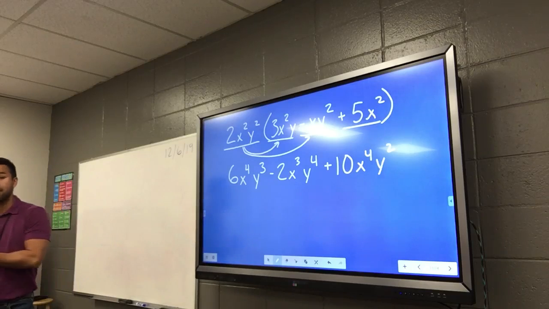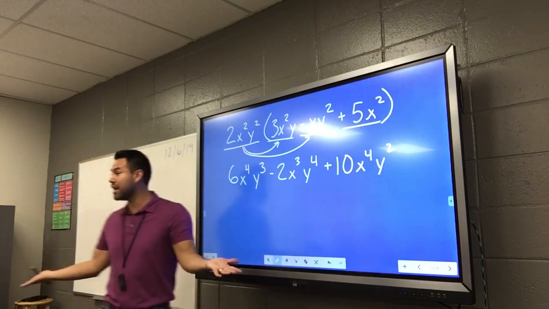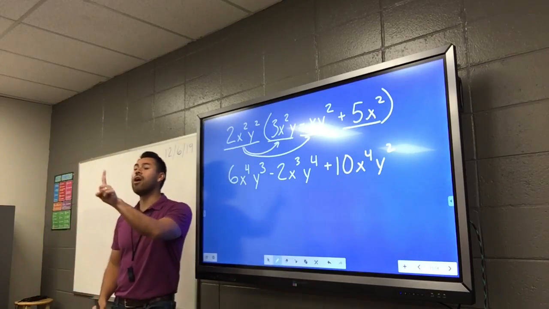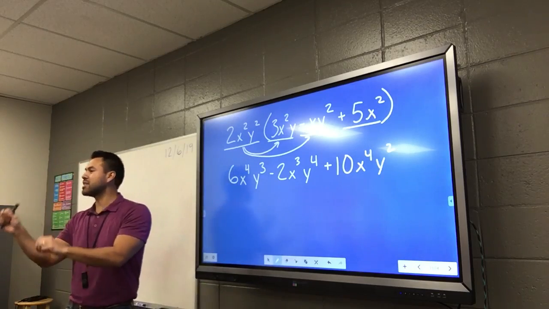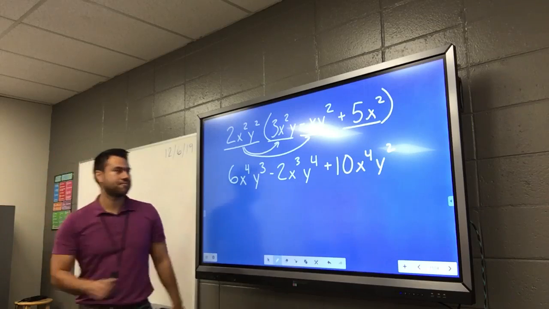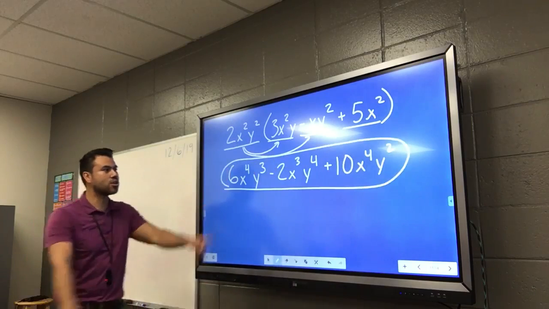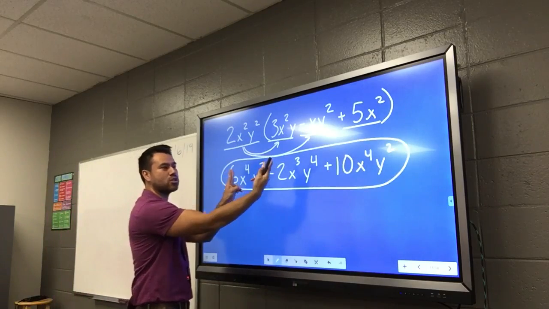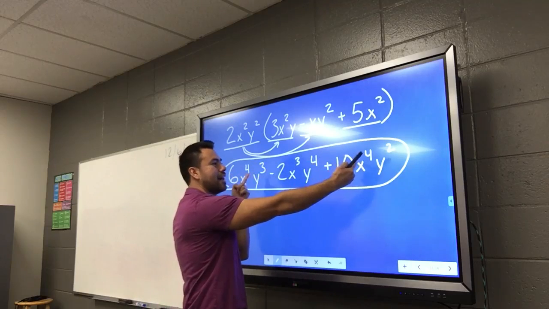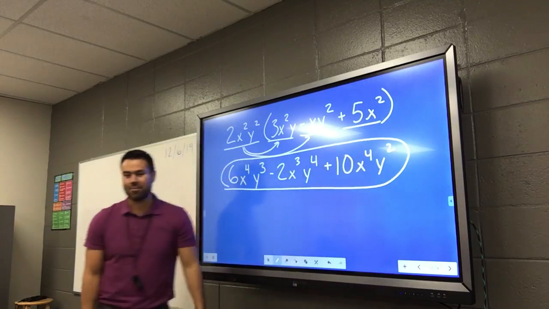All of them. Oh, you're right. They all have xy? No. Do they all have x to the same power, y to the same power? None of them are like terms. None of them are like. These are off a little bit, like switched around.